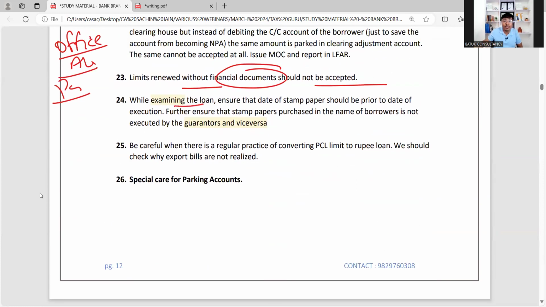While examining the loan, ensure that the date of the stamp paper is prior to the date of execution. कहीं पर भी ऐसा नहीं हो कि एग्जीक्यूट तो आज कर दिया ना, स्टाम्प की डेट जो है 4 दिन बाद की, this is not allowable. So the stamp date is to be always prior to the execution, and the stamp is always in the name of the borrower, not in the name of any guarantor. Okay, so just check that stamp as well.